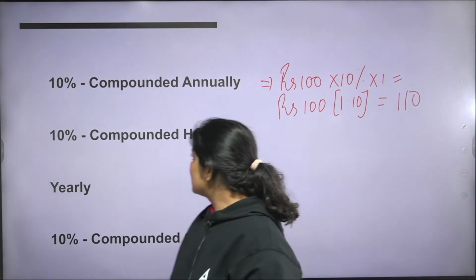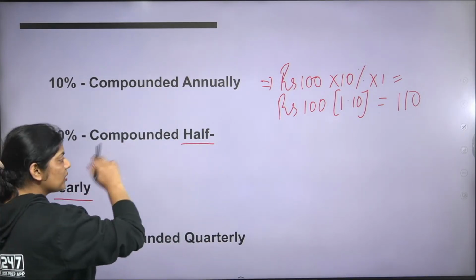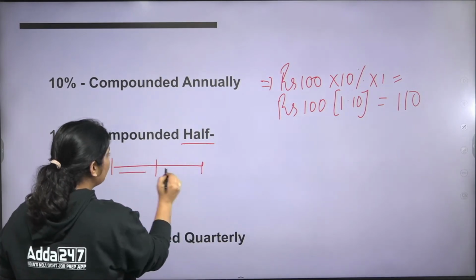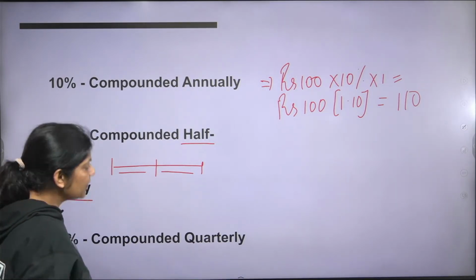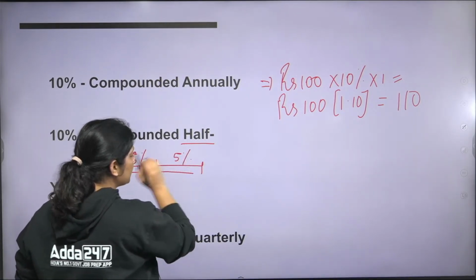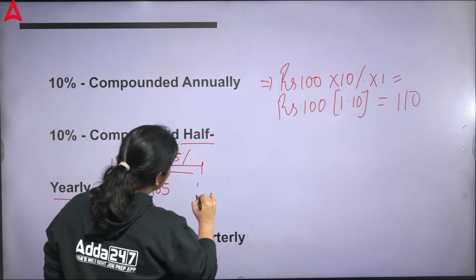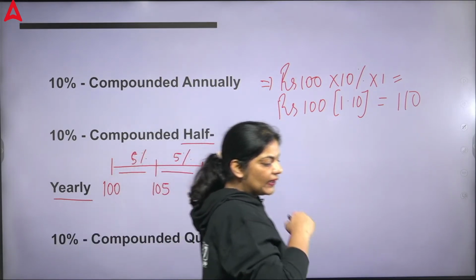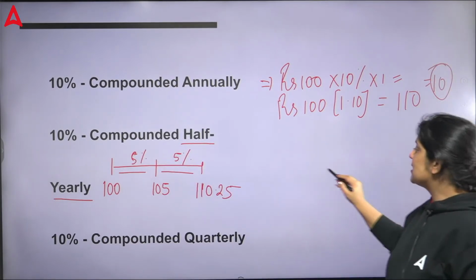Instead, if it is 10% compounded half yearly, what do you mean by that? That in a year you will be credited interest twice. First 6 months, later 6 months, correct? Now over here you will get 5% rate of interest, here you will get 5% rate of interest. So 100, 105 and over 105 you will get 5%, that will be 110.25.